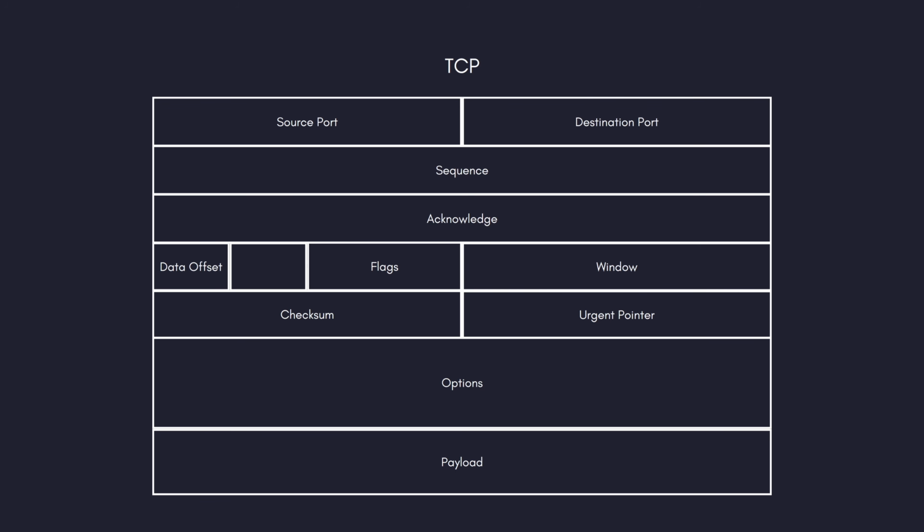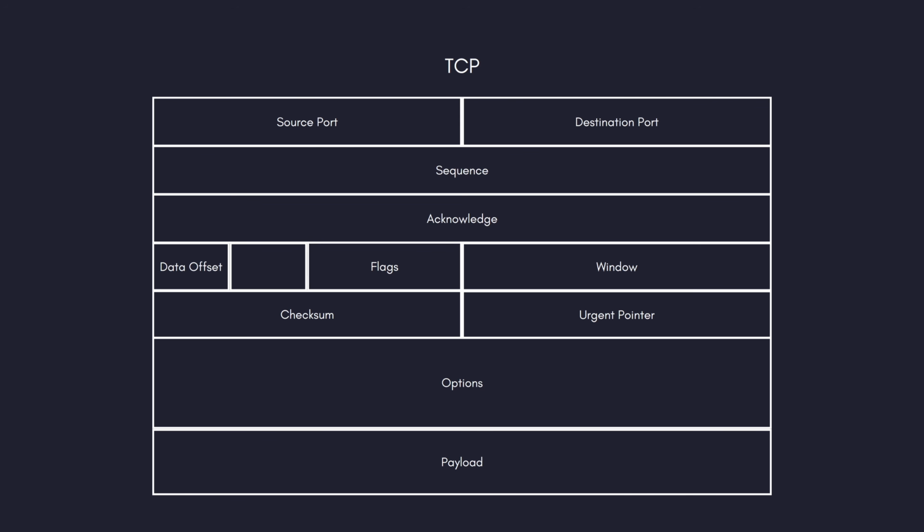Then we have some reserved bits that we don't need to look at. And then we have flags. There's a lot of flags, all of which are used at different points in TCP, so we will look at them when we actually understand how the TCP connection works. For now, all we need to know is we have 8 bits of flags. After the flags, we have window.